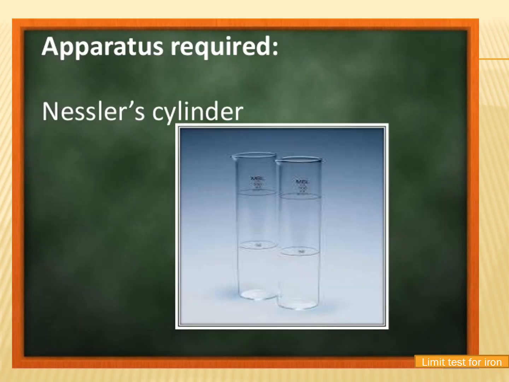This is the apparatus, that is, the Nessler cylinders. We need two Nessler cylinders, one for the test and one for the standard, which have two markings: one 25 ml marking and also one 50 ml marking. So you can see these Nessler cylinders in your respective labs.